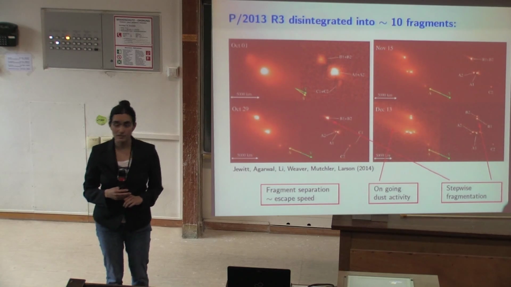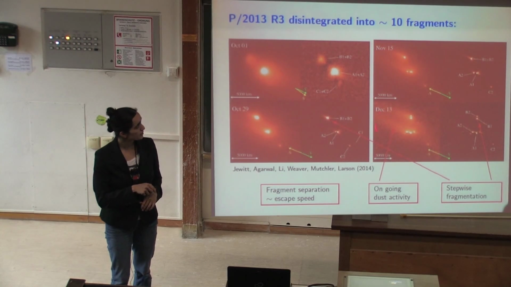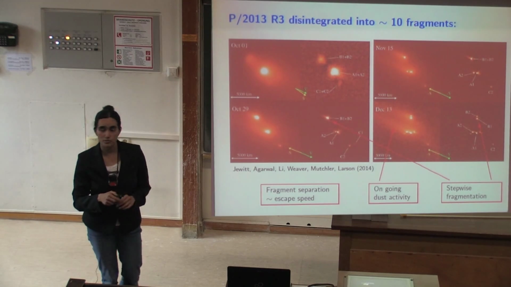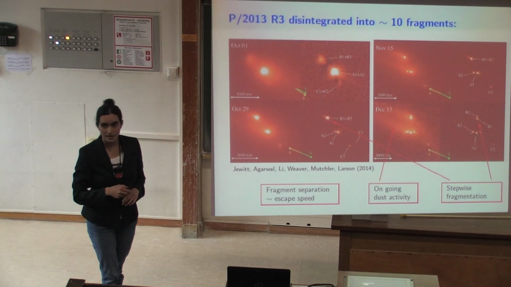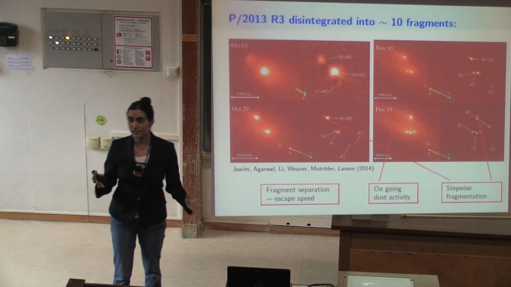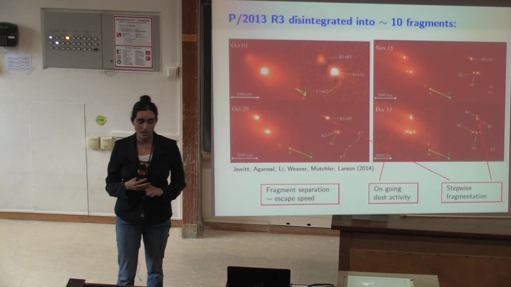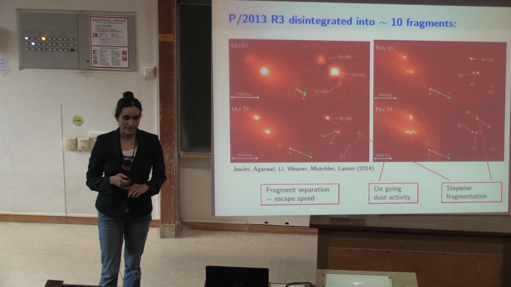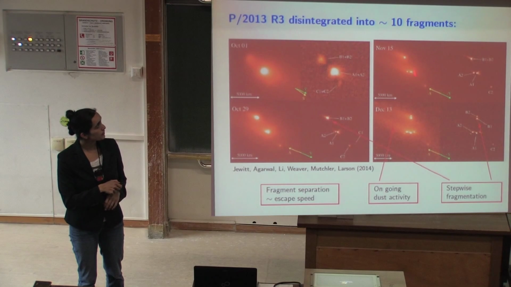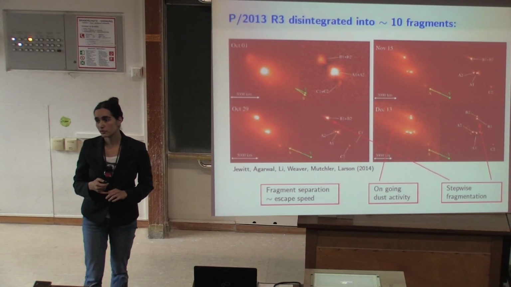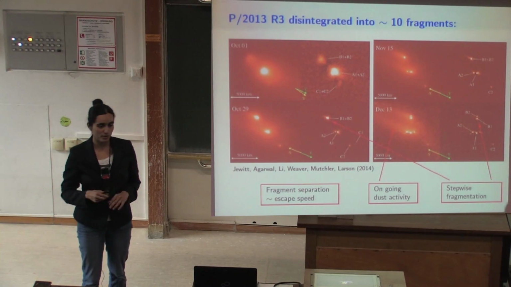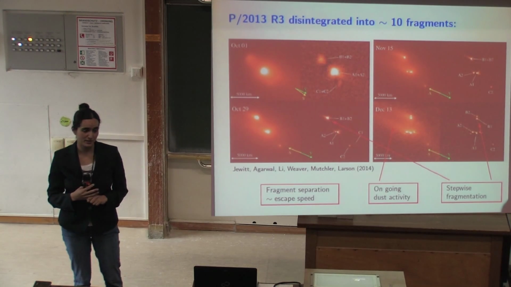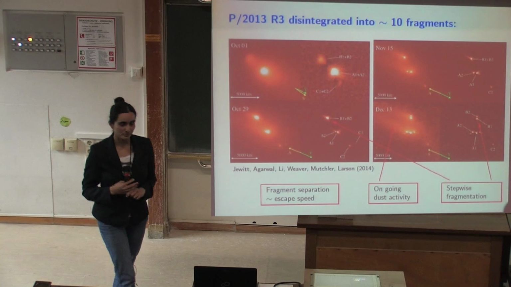We have ongoing dust activity, so each of these fragments has its own tail, and if you stretch the image a bit further, then you see that there's also a tail in the other direction, which means that the activity has been ongoing for quite some time, like at least 2 months or 3 months. And again, if you look at the separations of the fragments and follow them over time, you can get an idea of the separation speed, and again it is on the order of the escape speed.